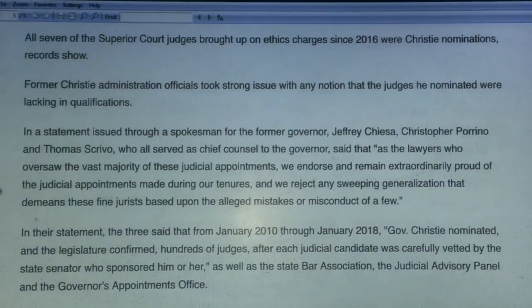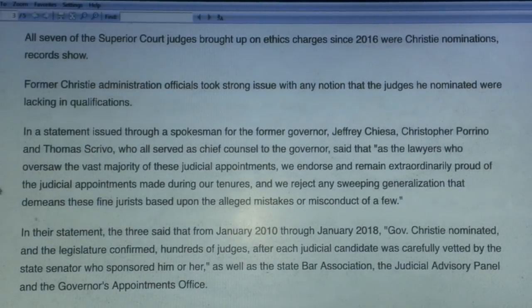This stuff is criminal. It say we reject any sweeping generalization that demeans these fine jurists based upon the alleged mistakes or misconduct of a few. No, all y'all are criminals. If you can lie and uphold criminal acts for these criminals now, they have always been criminals then. It's called birds of a feather flock together. Wouldn't you agree, family? I'm sure you would.